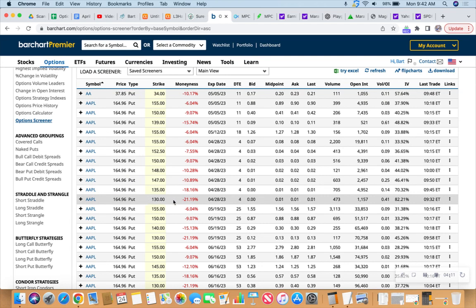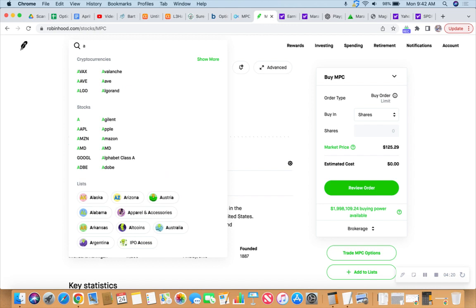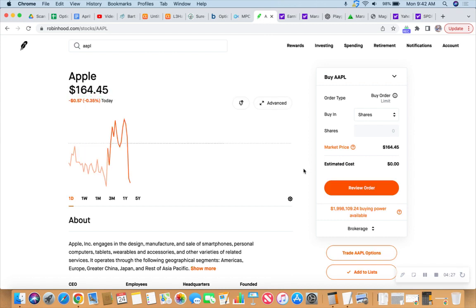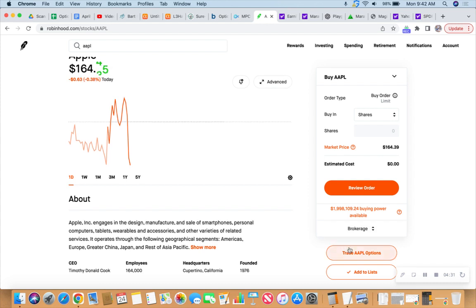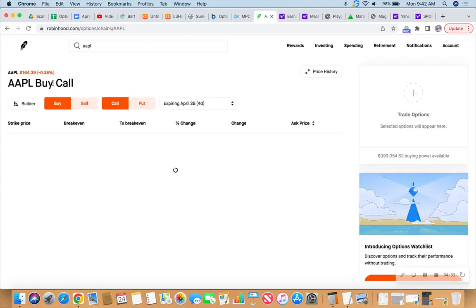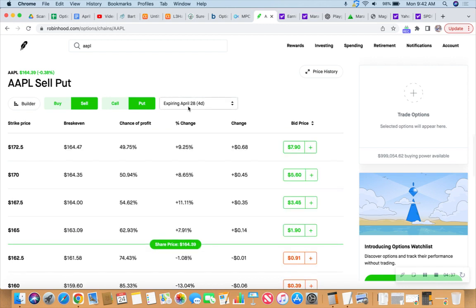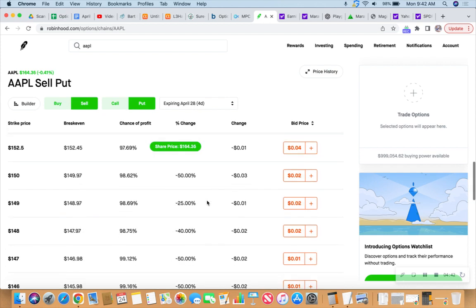What kind of action would that be, though, if you sold that put at $130 on Apple today? What is Apple doing today? I think they're down a bit. I believe they're down. Let's see. So they are down 59 cents. So if we click through to trade options on the Apple and we sell a put and we leave the expiration of April 28th, 4 days out, there can't be any action at 130.